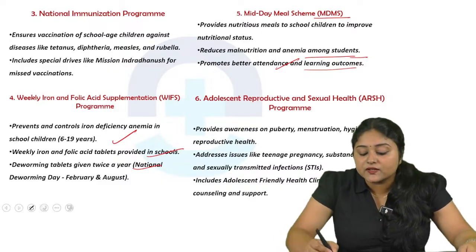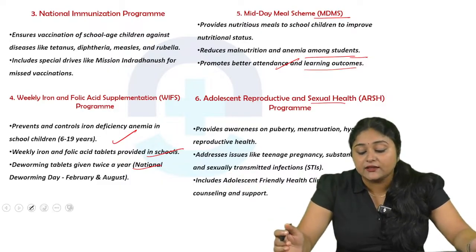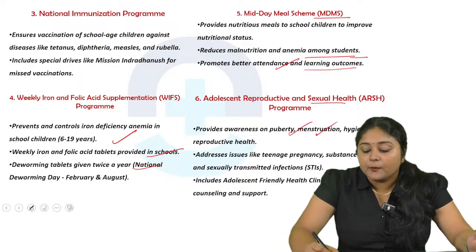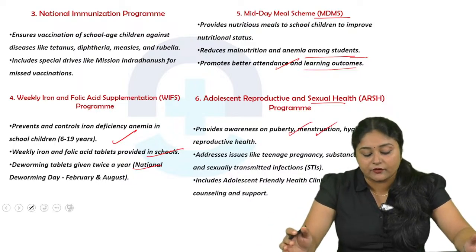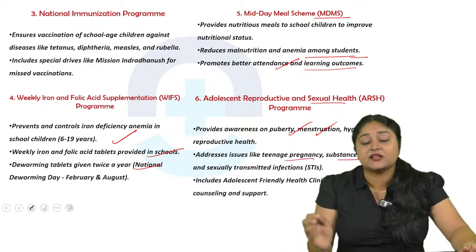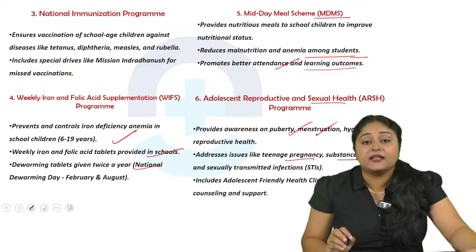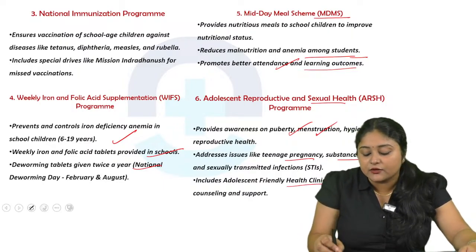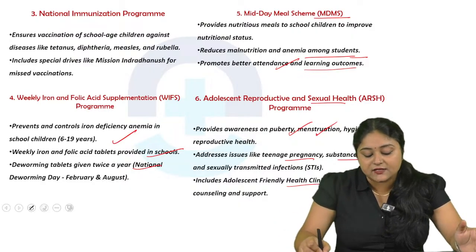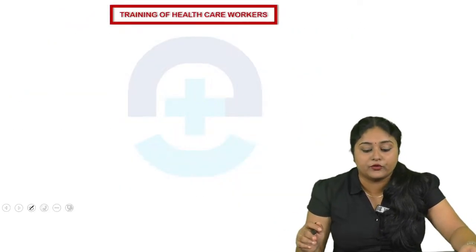Now come to the adolescent reproductive and sexual health, ARSH, program. Mainly they provide awareness on puberty, menstruation, hygiene and reproductive health. They address issues like teenage pregnancy, substance abuse and sexually transmitted infection, and it also includes adolescent friendly health clinics, AFHCs, for counseling and support for the children.